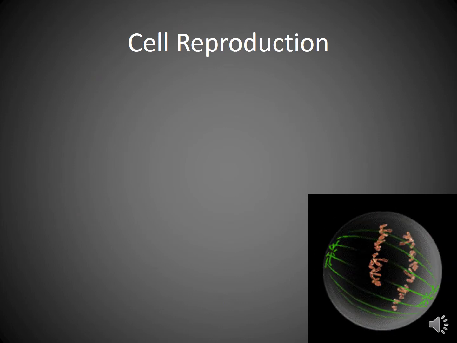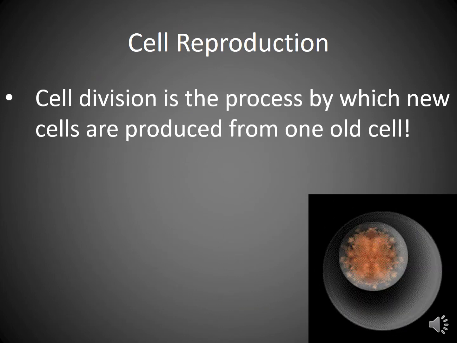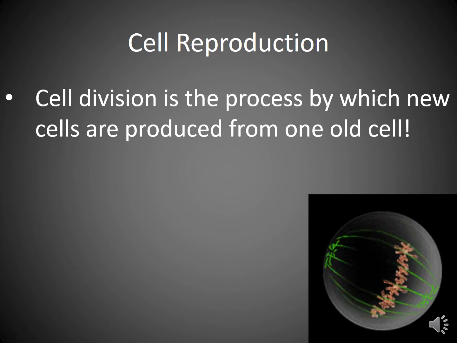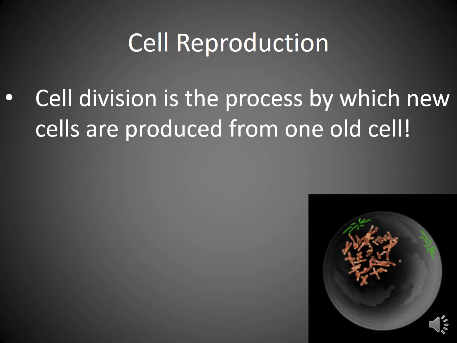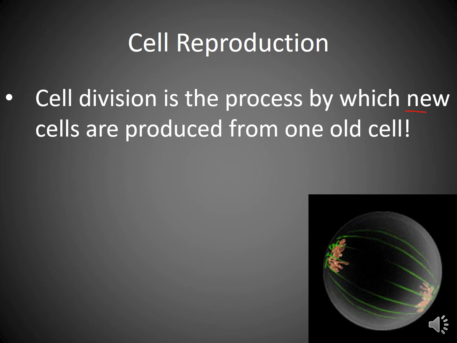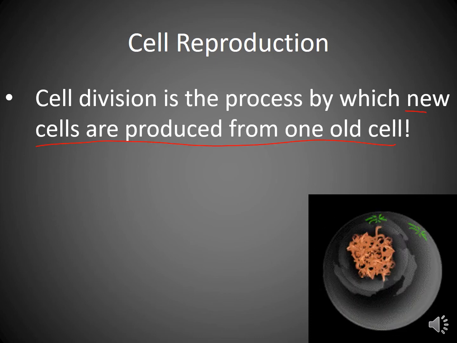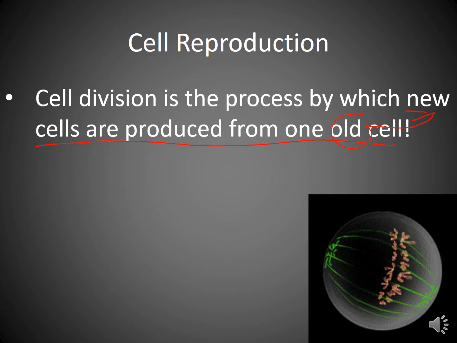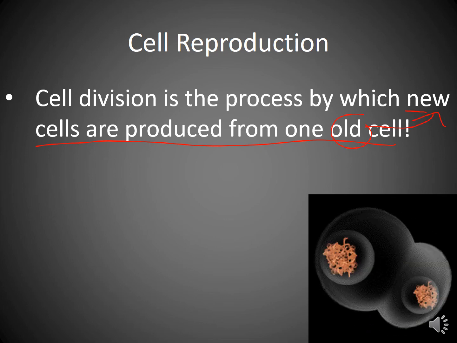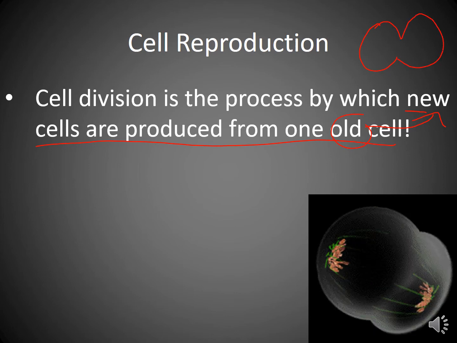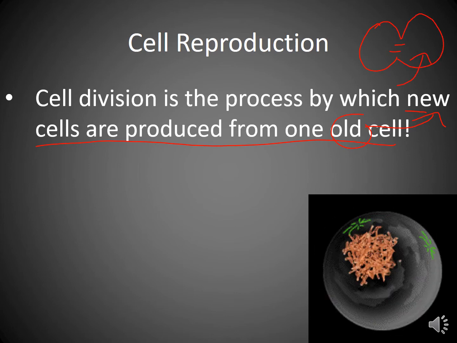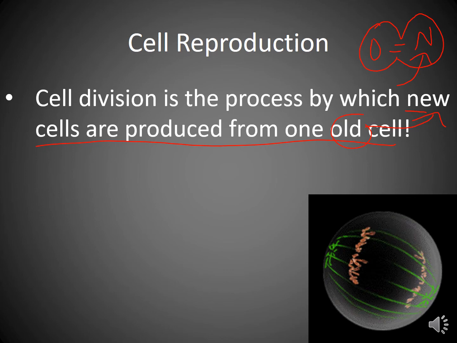So, cell reproduction. This is an animation of what we're going to be talking about. Cell division is a process in which new cells are made from old cells. So an old cell is going to split, and once it splits, it makes a new cell.